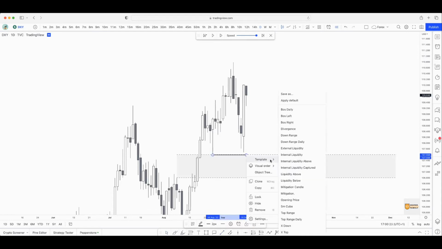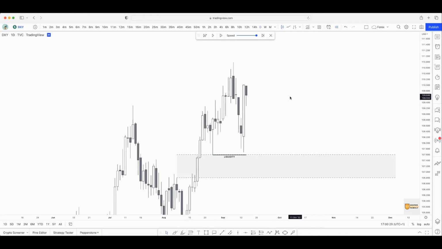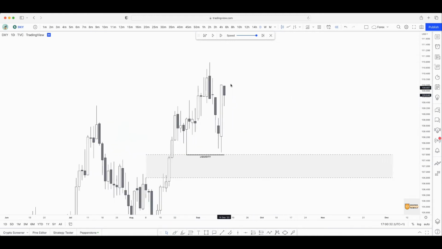That if the DXY is possibly going to go lower, these are targets, right, for me. So I can see this liquidity to the downside. And then, yeah, so price was here. I went into lower time frame and I was anticipating for what? Evidence that price wants to go lower.